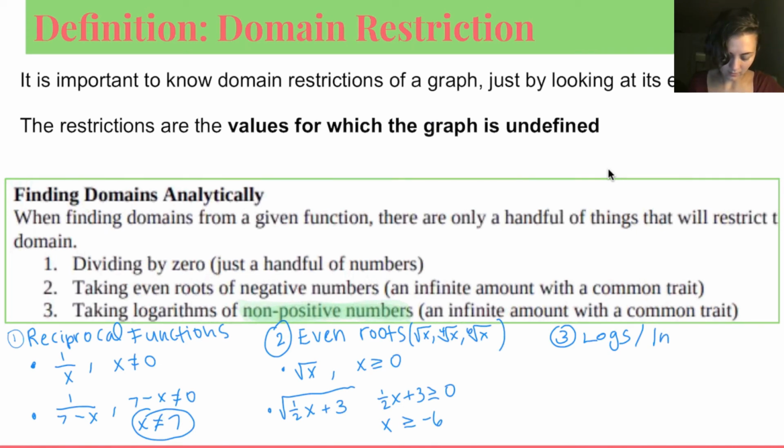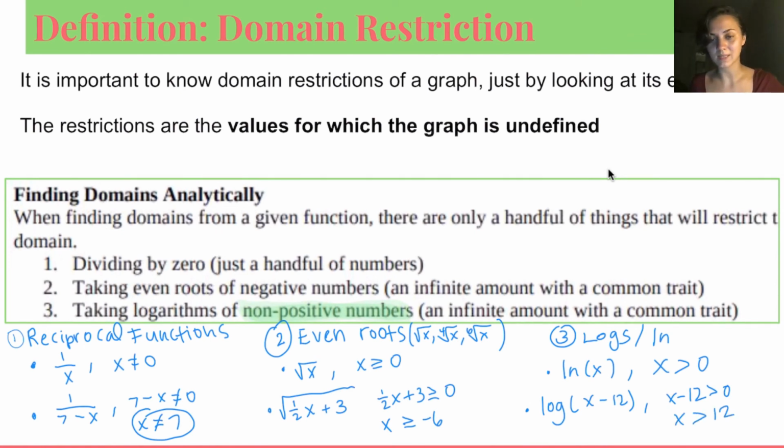So that means that if I have ln of x, or any log of x, that x has to be greater than 0. It cannot equal 0, it just has to be bigger than 0. And again, if I had something slightly more complicated in there, maybe I'll do a log this time. So log of, I don't know, x minus 12. That means that x minus 12 has to be greater than 0, so x is greater than 12.